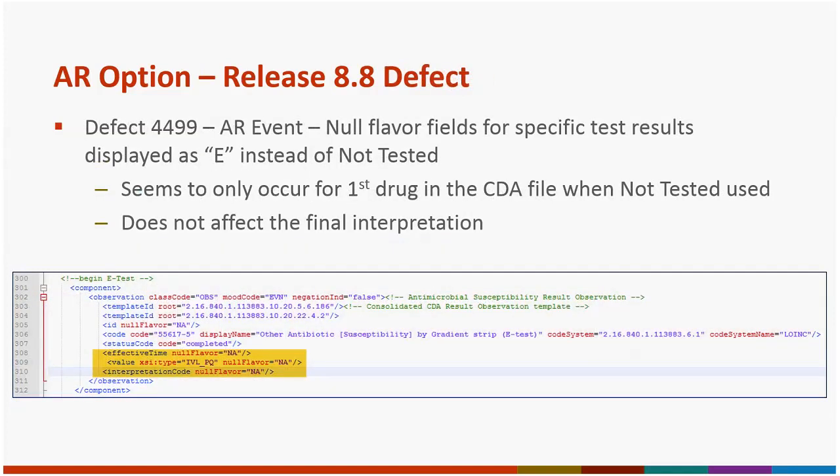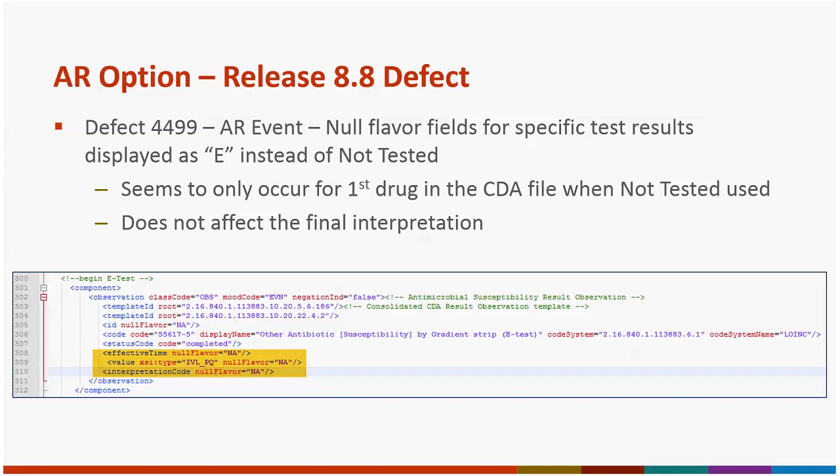And then we have one defect that will be slated to be fixed in 8.8. Defect 4499 affects AR events. As we've found so far, basically when the null flavor fields are used for the specific test results, meaning the e-test, the MIC, or the zone or Kirby-Bauer test in the CDA file, when that very first drug in the CDA file is listed as not tested or NA, then that is showing up as E, just the letter E, in the database and in the analysis output instead of showing up as not tested.